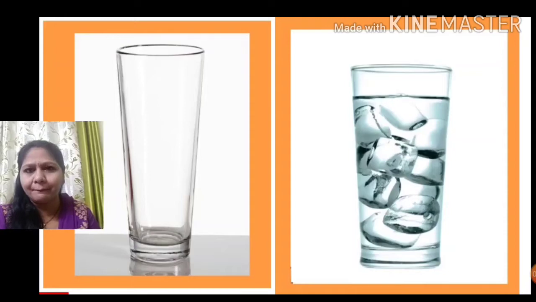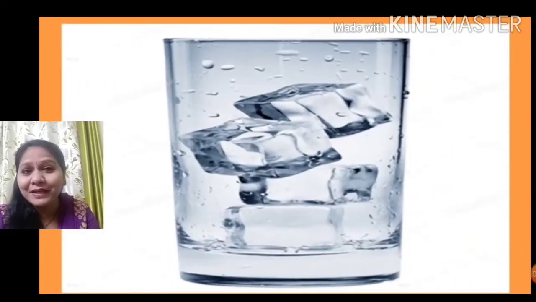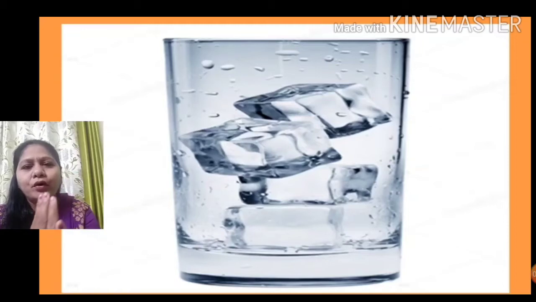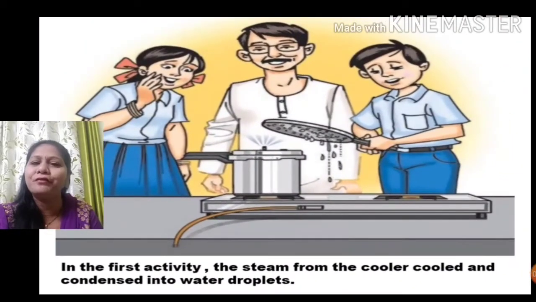We are going to take an empty glass. In that empty glass, we are going to take some pieces of ice. After some time, what you can see is that the outside of the glass has fine drops of water. From where have these fine droplets come, and that too not inside, but from outside of the glass?